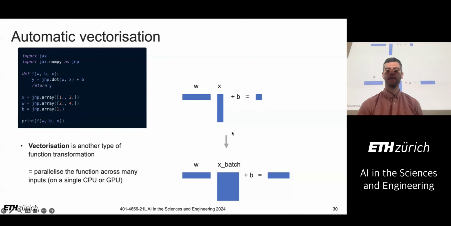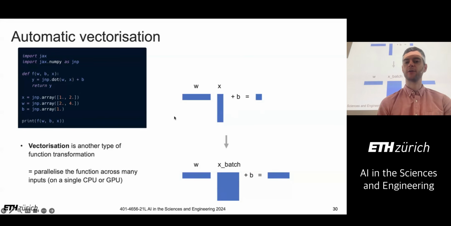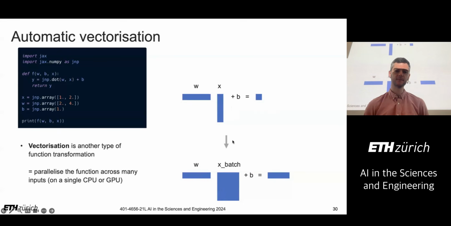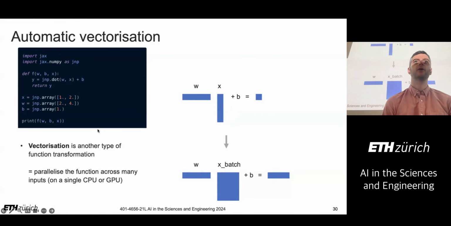So the task here is to take the function that computes, for a single example, the dot product and gives you a scalar, and vectorize that function. Instead of inputting a single X, X will now have another dimension, which will contain all the parallel examples we want to run that computation over. Everyone follow so far?